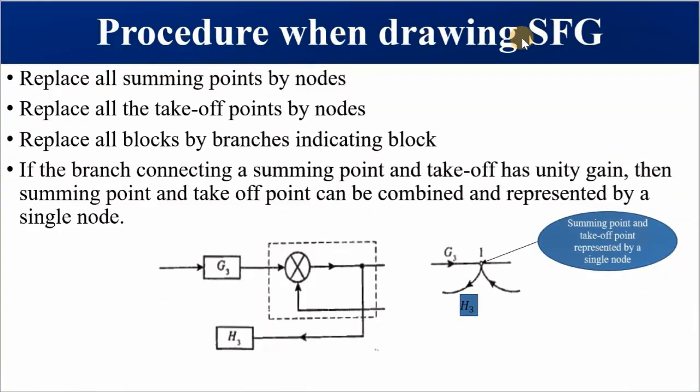Procedure when drawing a signal flow graph: we are saying replace all summing points by a node. Please take note that this is going to be represented by a node. Replace all takeoff points also by a node. Then replace all blocks by branches. And if the branch connects a summing point and a takeoff point, like in this case, then the summing point and takeoff point can be combined into one node as shown. There's a unit gain of 1. Hence we only have a single node to represent this and this. Hence, in this expression, the summing point and takeoff point are represented by a single node.